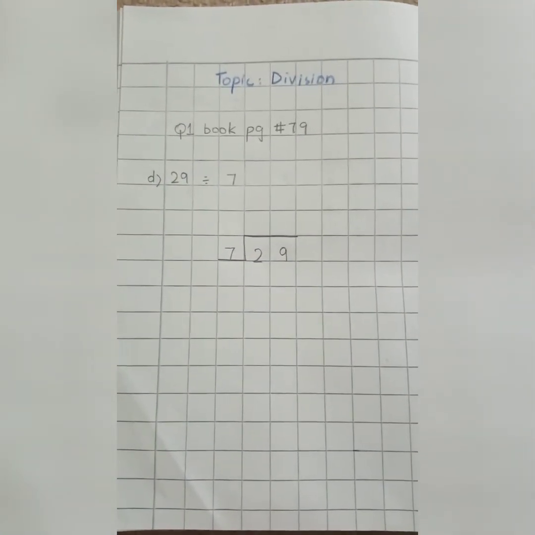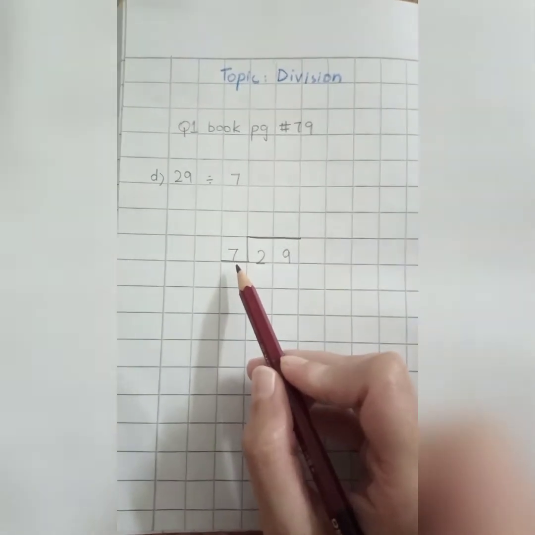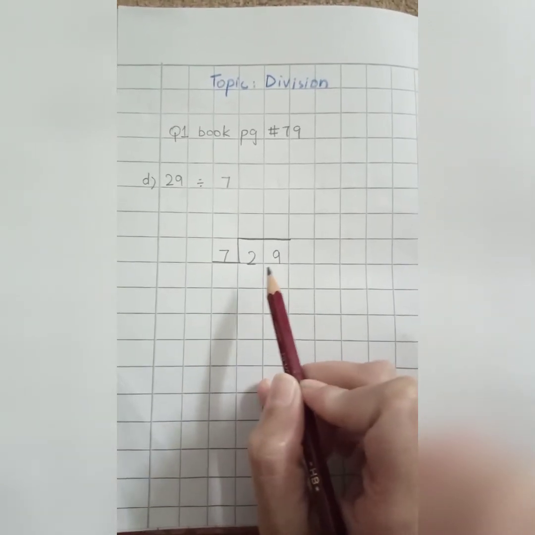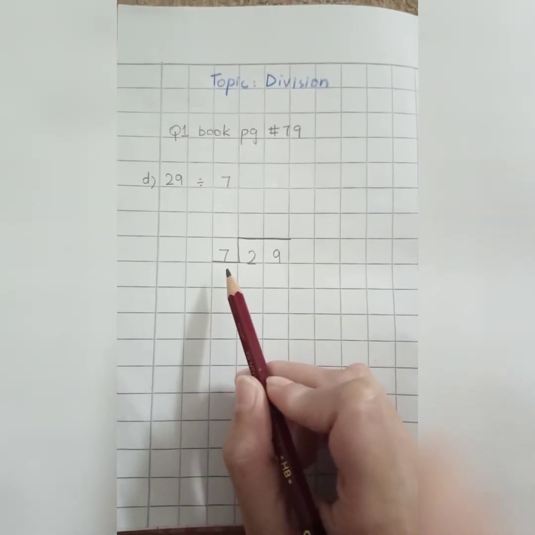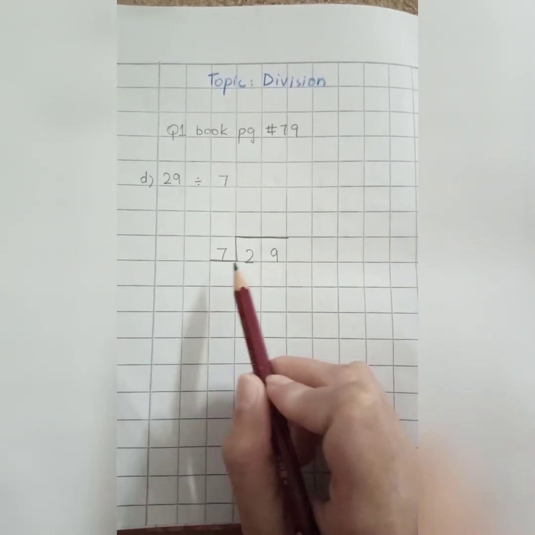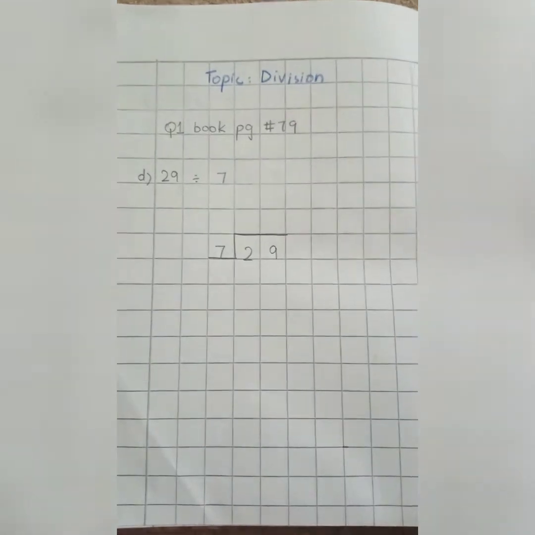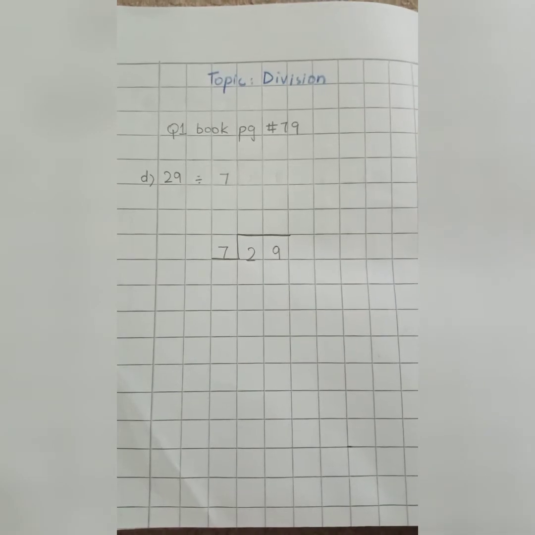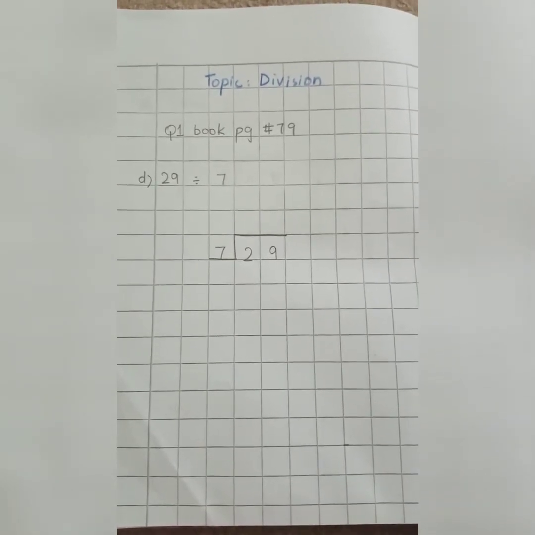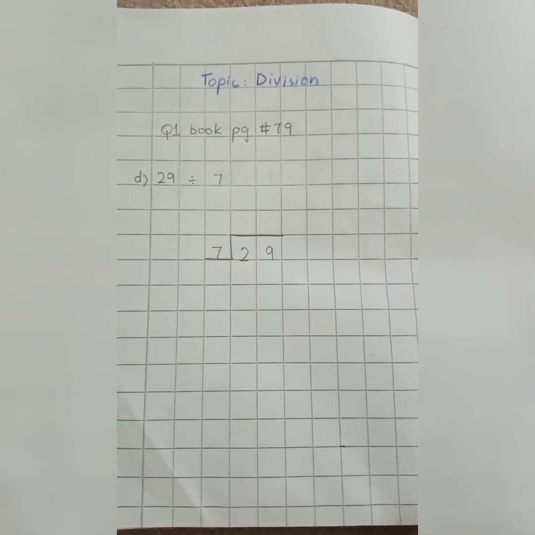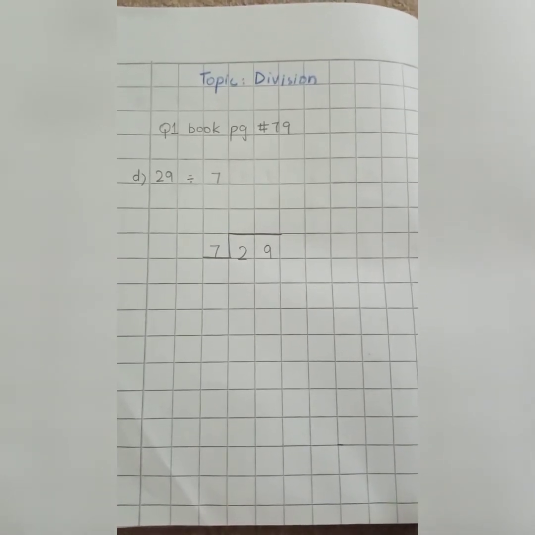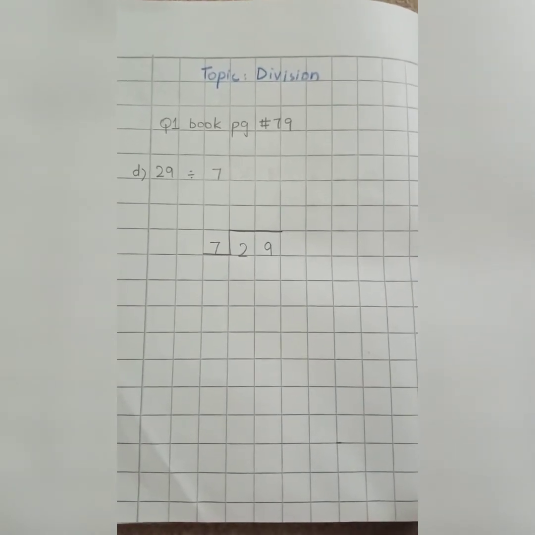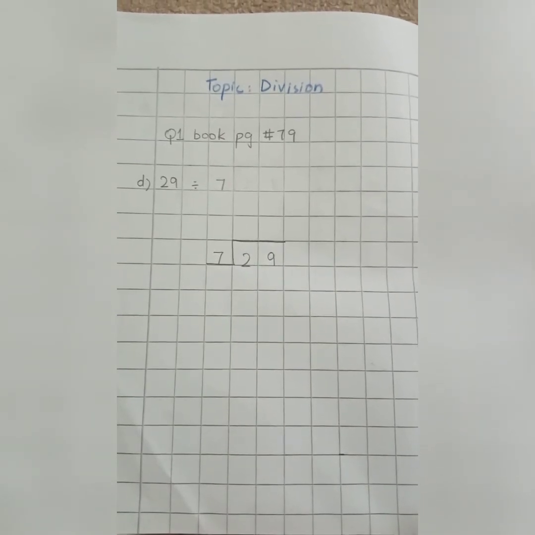Now students, the first step is that we have to read the table of 7 and find out whether or not we get 29 in the table of 7. So let's see. By reading the table of 7 you can easily find out that we don't get 29. We have 7 threes are 21, 7 fours are 28, 7 fives are 35. So we don't have 29 in the table of 7, but we have 28 in the table of 7.